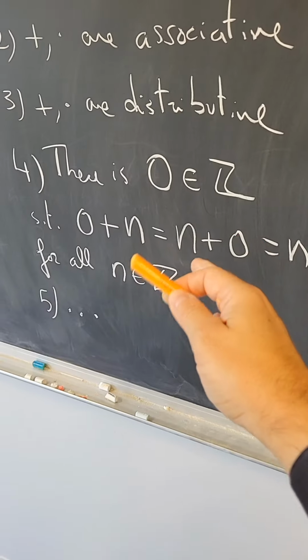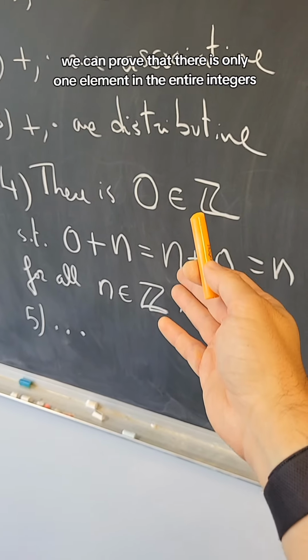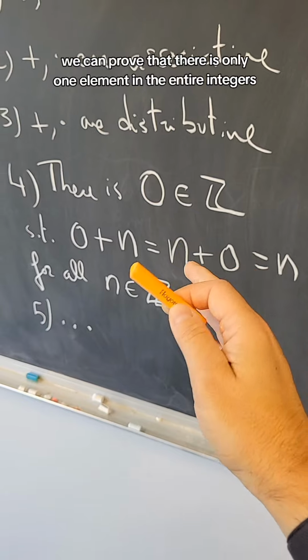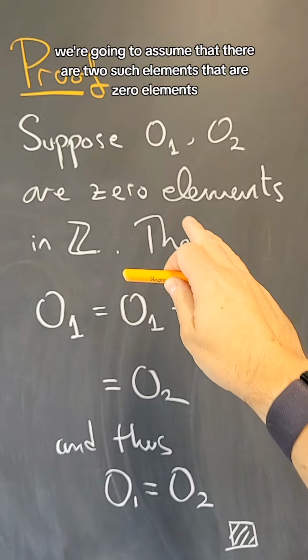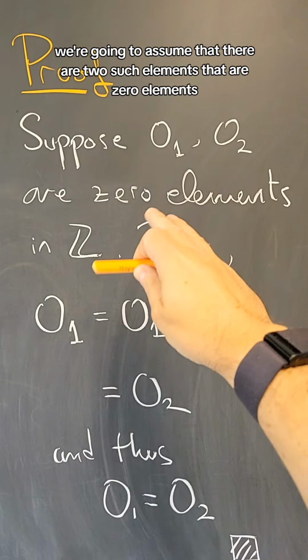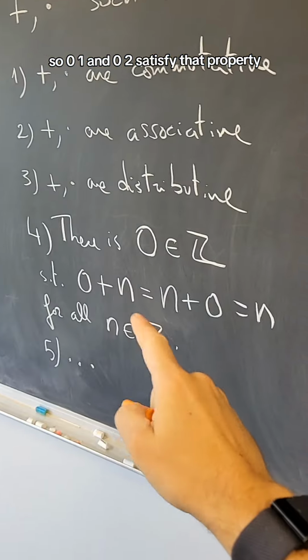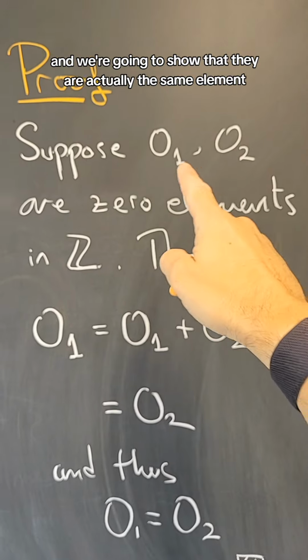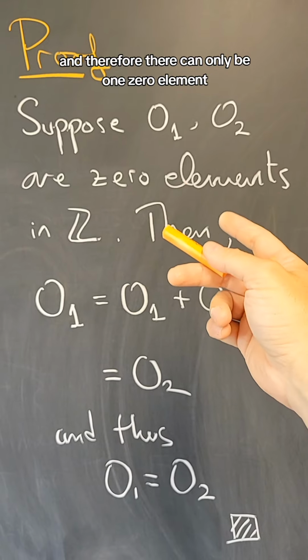That is something that we can prove out of the axioms, so we don't need to include it as an axiom. And now that we have a defining property of a zero element, we can prove that there is only one element in the entire integers that satisfies that property. How? We're going to assume that there are two such elements that are zero elements, so 0_1 and 0_2 satisfy that property, and we're going to show that they are actually the same element, and therefore there can only be one zero element.